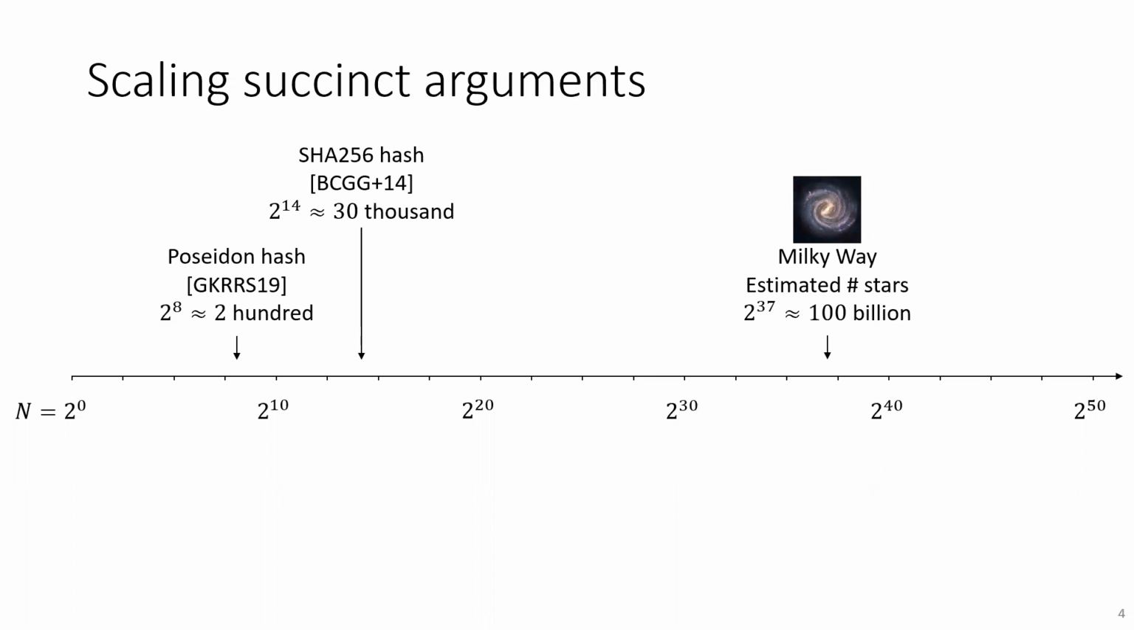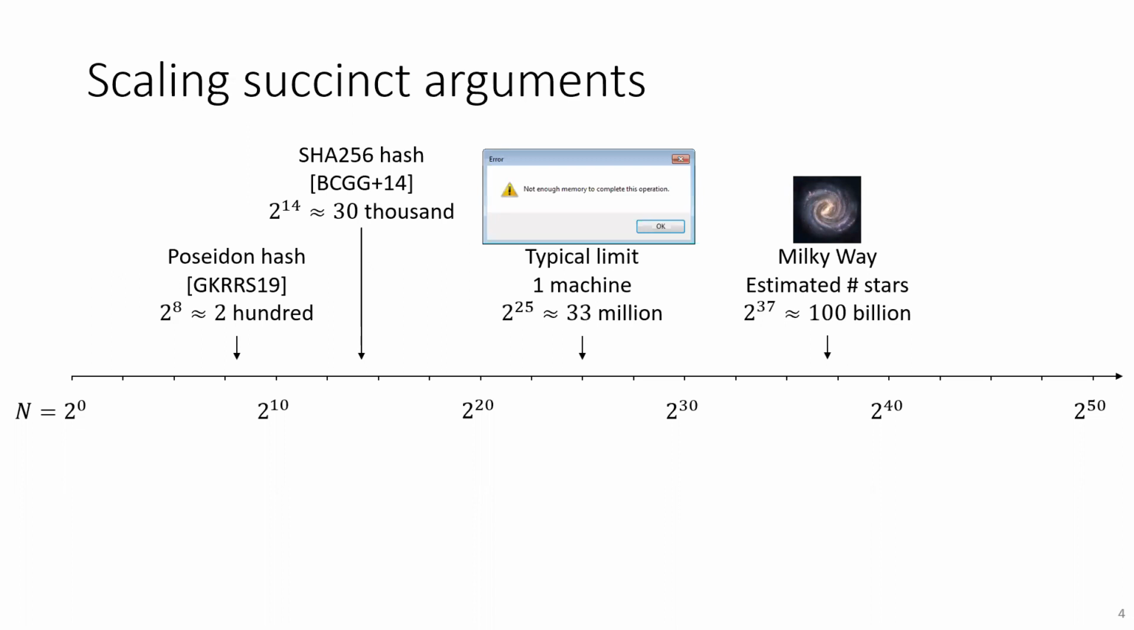Oh, okay. So the correct answer on a single machine, the typical limit, if you run most state-of-the-art proof systems just in a naive way without modification, is about 2 to the 25. And they don't scale beyond that because the computers usually run out of RAM and just can't execute the proof algorithms.